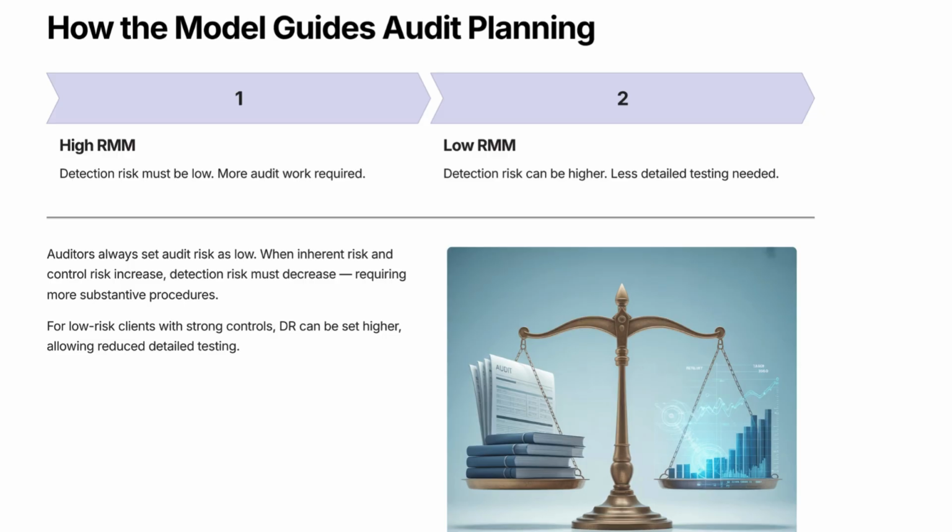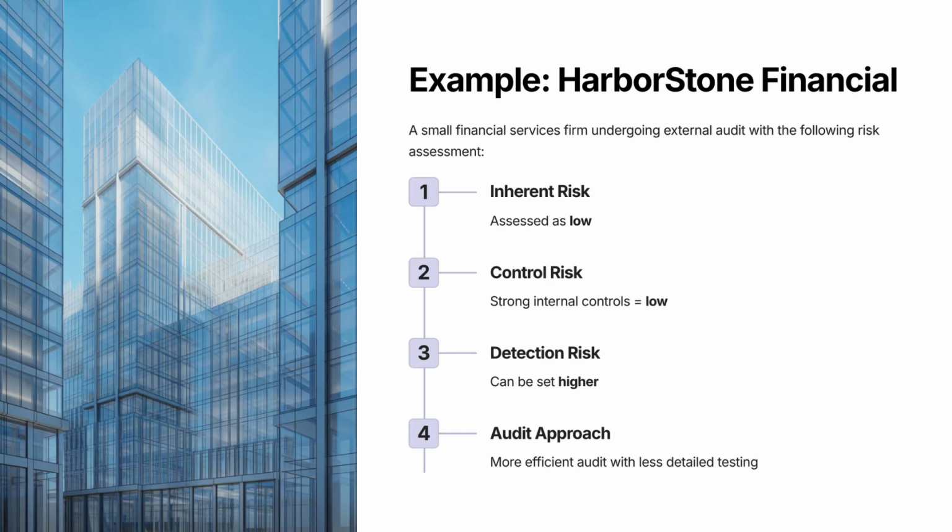Here's the key relationship you must remember. If risk of material misstatement, RMM, is high, then DR must be low. If RMM is low, then DR can be higher. Auditors always set audit risk as low. So when inherent risk and control risk go up, detection risk must come down, which means more audit work. On the other hand, for low-risk clients with strong controls, DR can be set higher, allowing the auditor to reduce detailed testing. Let's walk through a simple example.